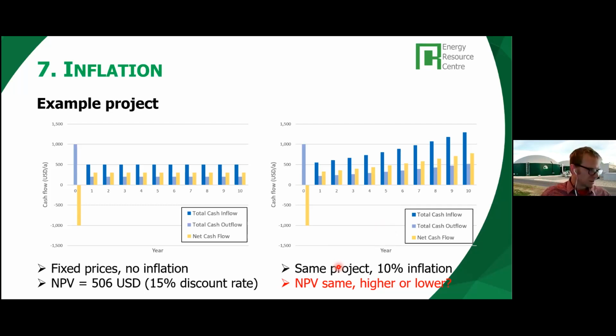Right, so what are our results? We have 7% of the participants indicating that the NPV will not be affected by adding inflation. We have a majority indicating that the net present value will increase, and we have roughly 1/3 of the participants indicating that the net present value will decrease. Let's have a look what happens.